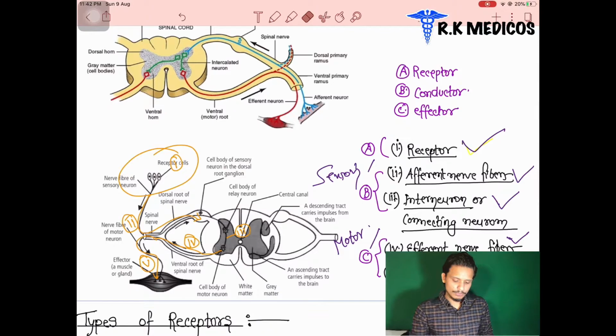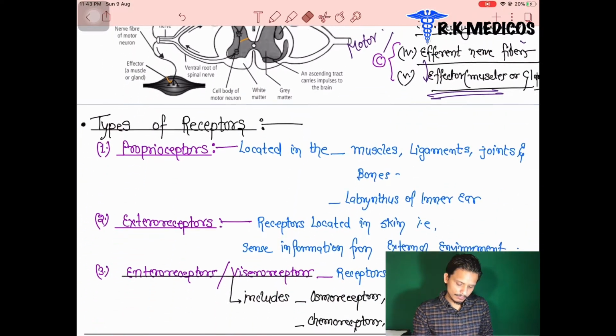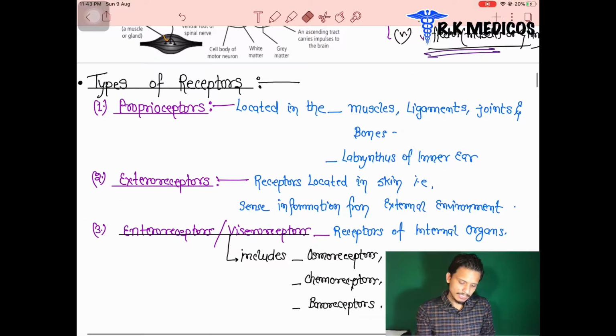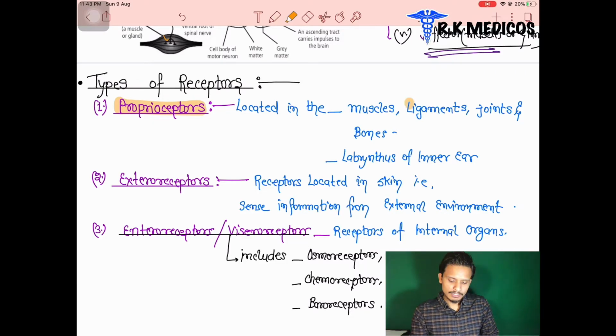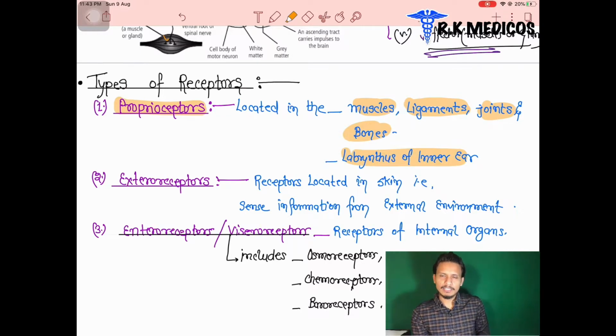In the next section, we are going to see the types of receptors. What are the different types of receptors we have to know here? There are basically three types of receptors. Proprioceptors, as I already told you, are located in the joints, muscles, ligaments, bones, or the labyrinth of the inner ear. They are located basically in the joints or joint capsule region, or in the bone, muscles, and ligaments. Proper means they are related to the joints.